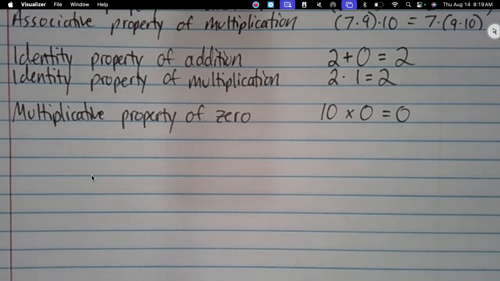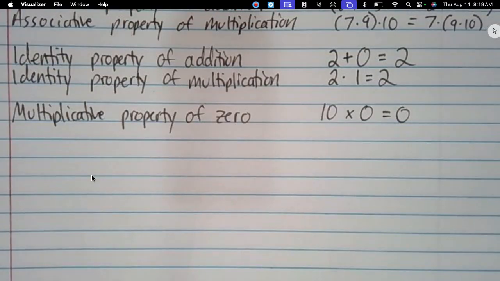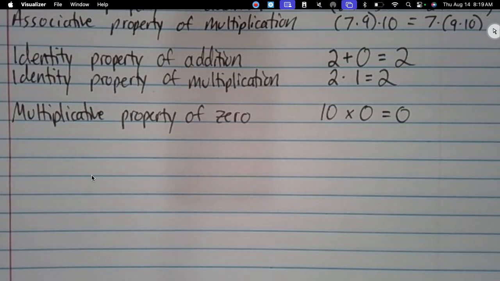So now I'm just going to give examples, and these are going to be your answers. I don't think I have property of -1. Do I have inverse?